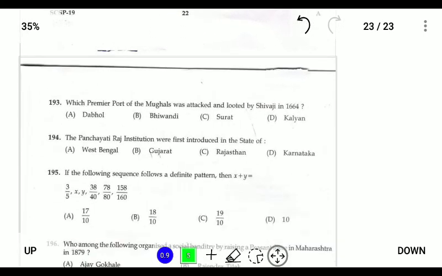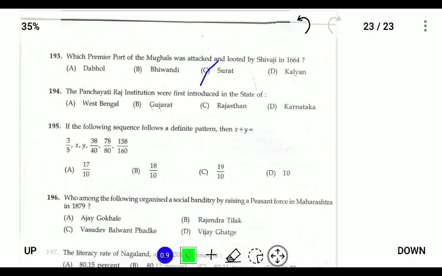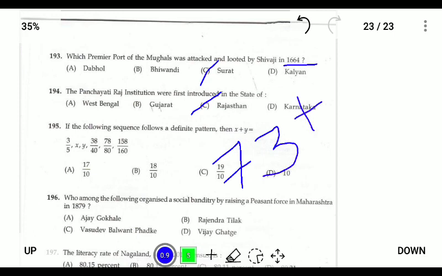Which premier port of the Mughals was attacked and looted by Shivaji in 1664? So the port was also known as Surat. So Surat is located near the coastal area, and this was attacked by Shivaji in 1664. Next, the Panchayati Raj institution was first introduced in the state of Rajasthan. So the Panchayati Raj institution was given a constitutional status following the 73rd Constitutional Amendment of 1992, providing for 3 tiers of local self-government.